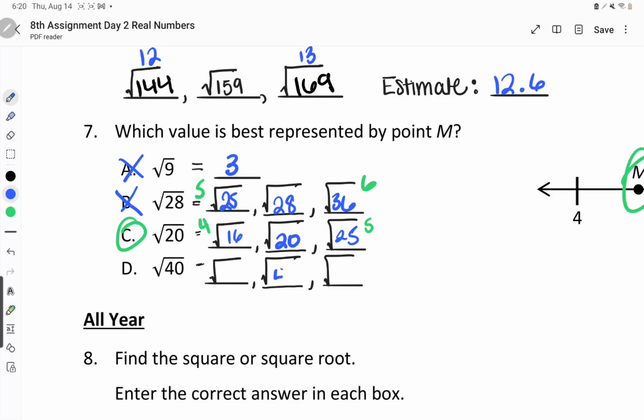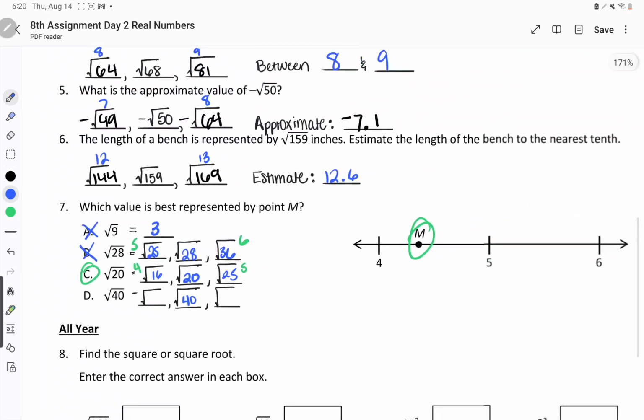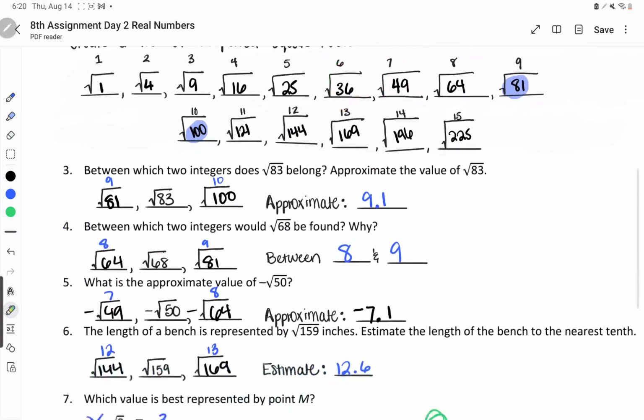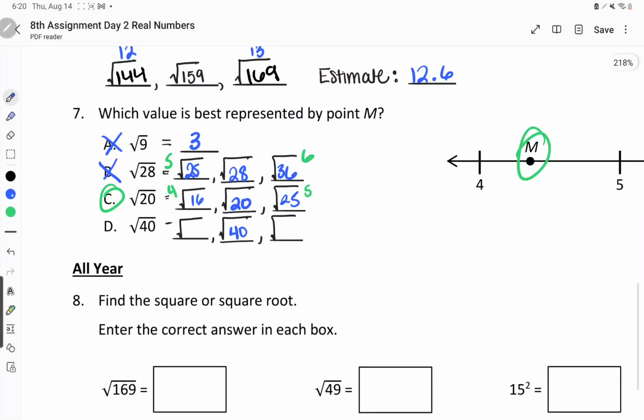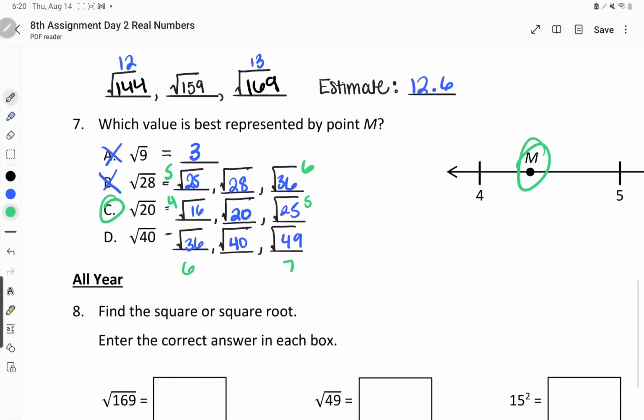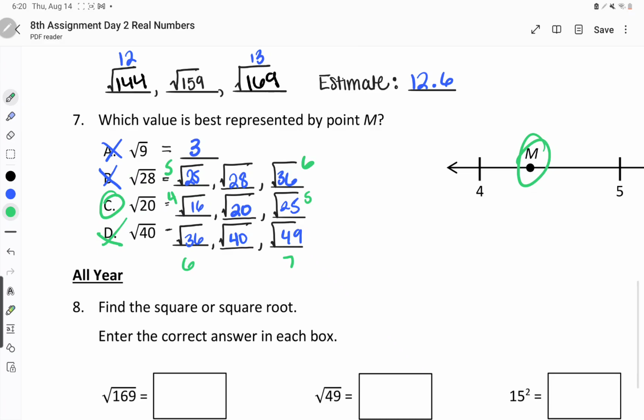We have the square root of 40, which would go in the center, and then 40 would fall in between the square root of 36 and the square root of 49. The square root of 36 is 6, and the square root of 49 is 7, so that means the square root of 40 falls in between 6 and 7. That's not where that is, so that's not the answer, which leaves me with C.